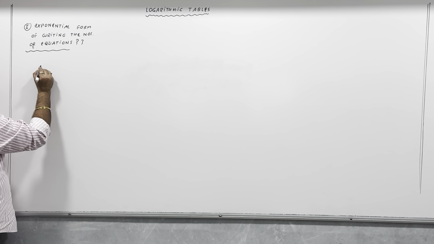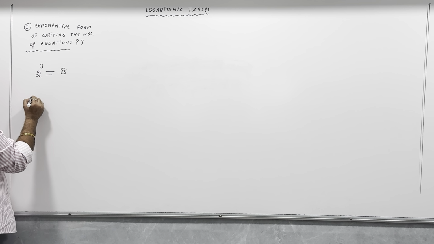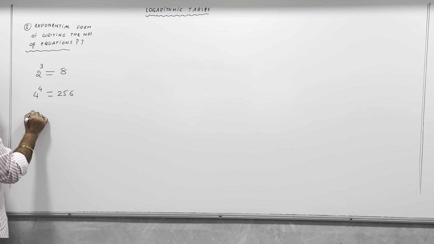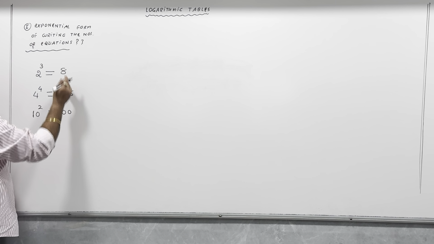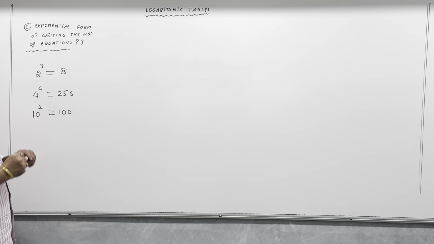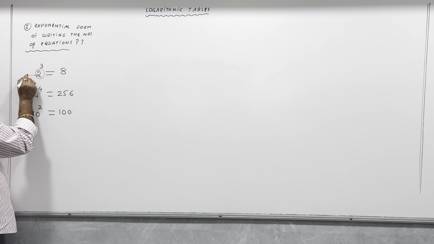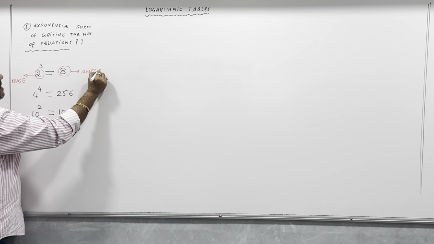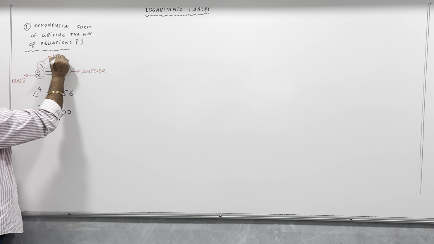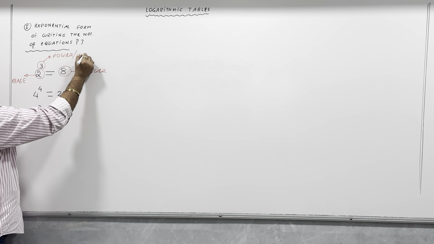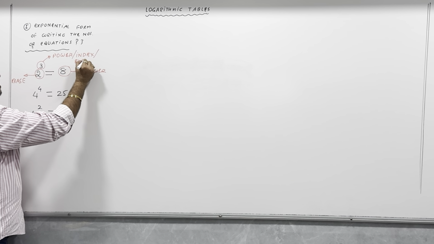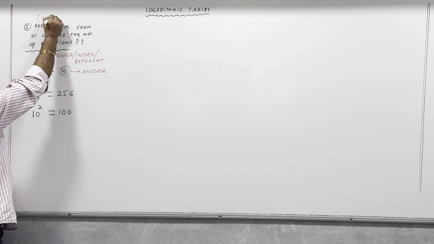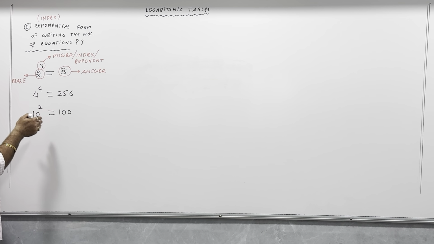If I give you 2 cube is equal to 8, if I give you 4 raised to 4 is 256, if I give you 10 raised to 2 is 100, then mind you, these are all called exponential forms of writing the numbers. Over here, 2 is called base, 8 is the answer, and 3 is called power or index or exponent. So it is from the word exponent, it is exponential form, it is also sometimes called index form, right?